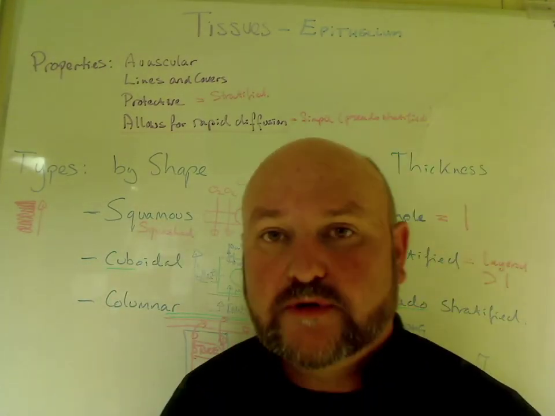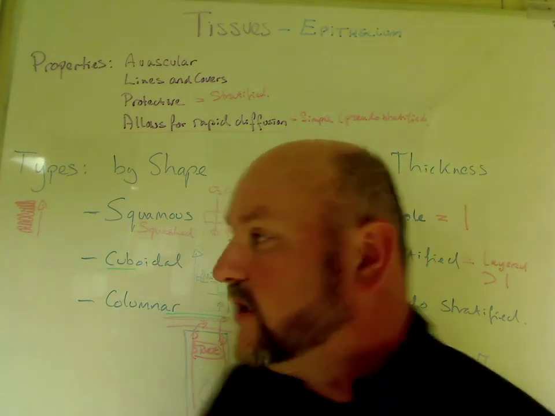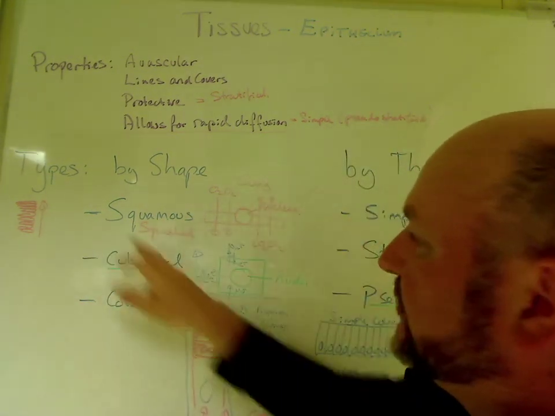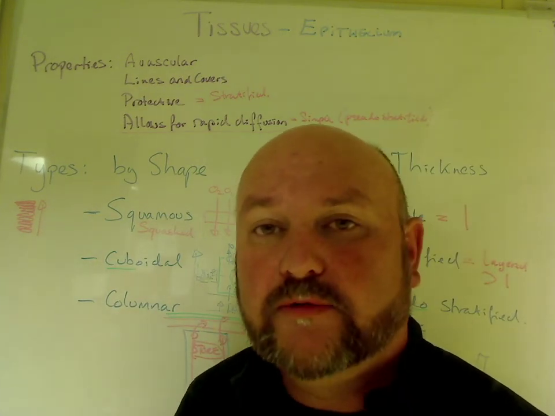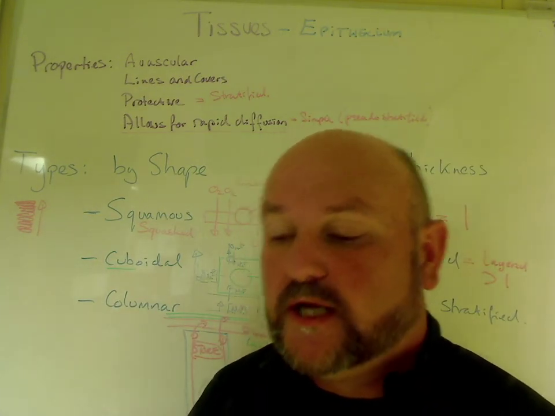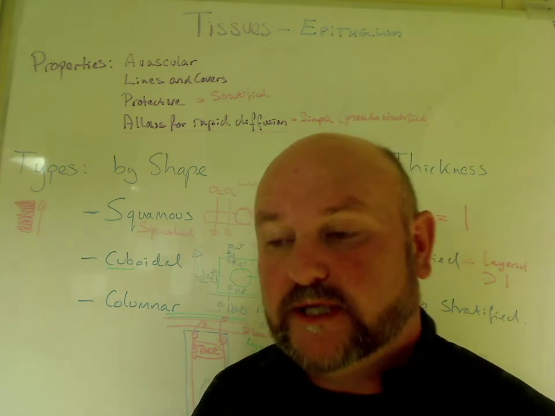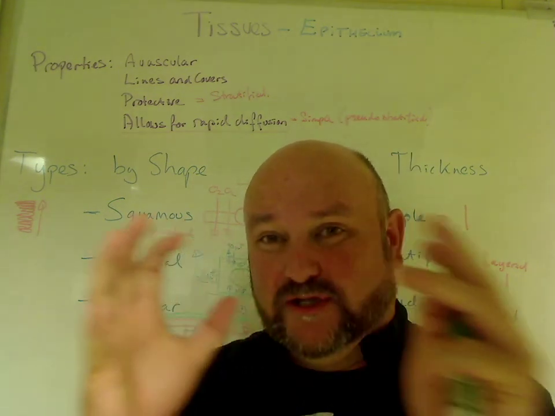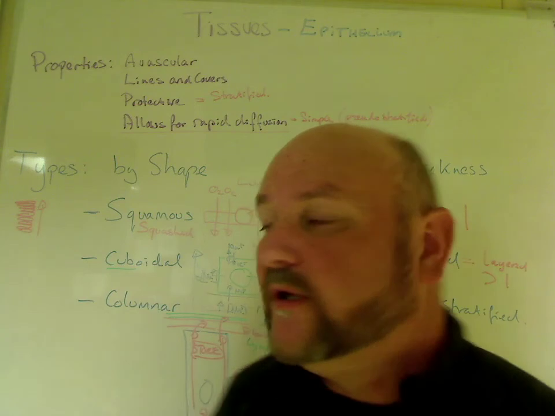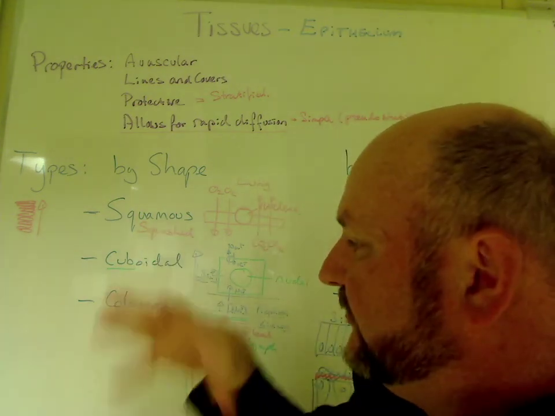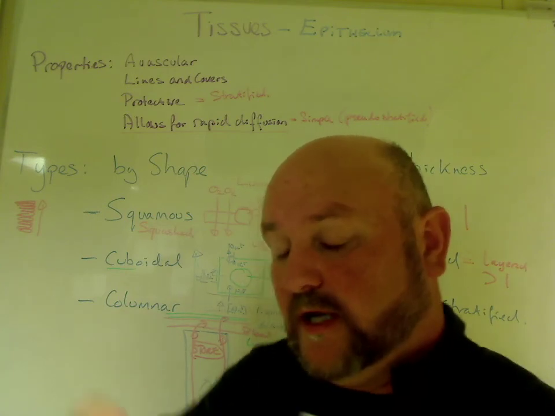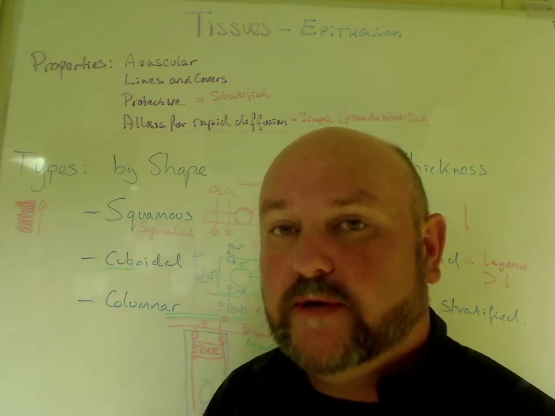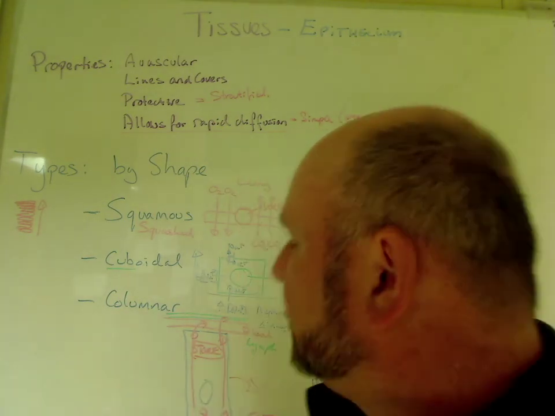There's another type called transitional, which is a stratified layer that includes all three types in it, that looks like all three types, and it transitions. This is what we find in the bladder, because the bladder starts very small and then stretches out as it fills with urine, and so it starts looking very squarish and columnar, and it gets stretched out and looks very, very squamous, gets very squashed.